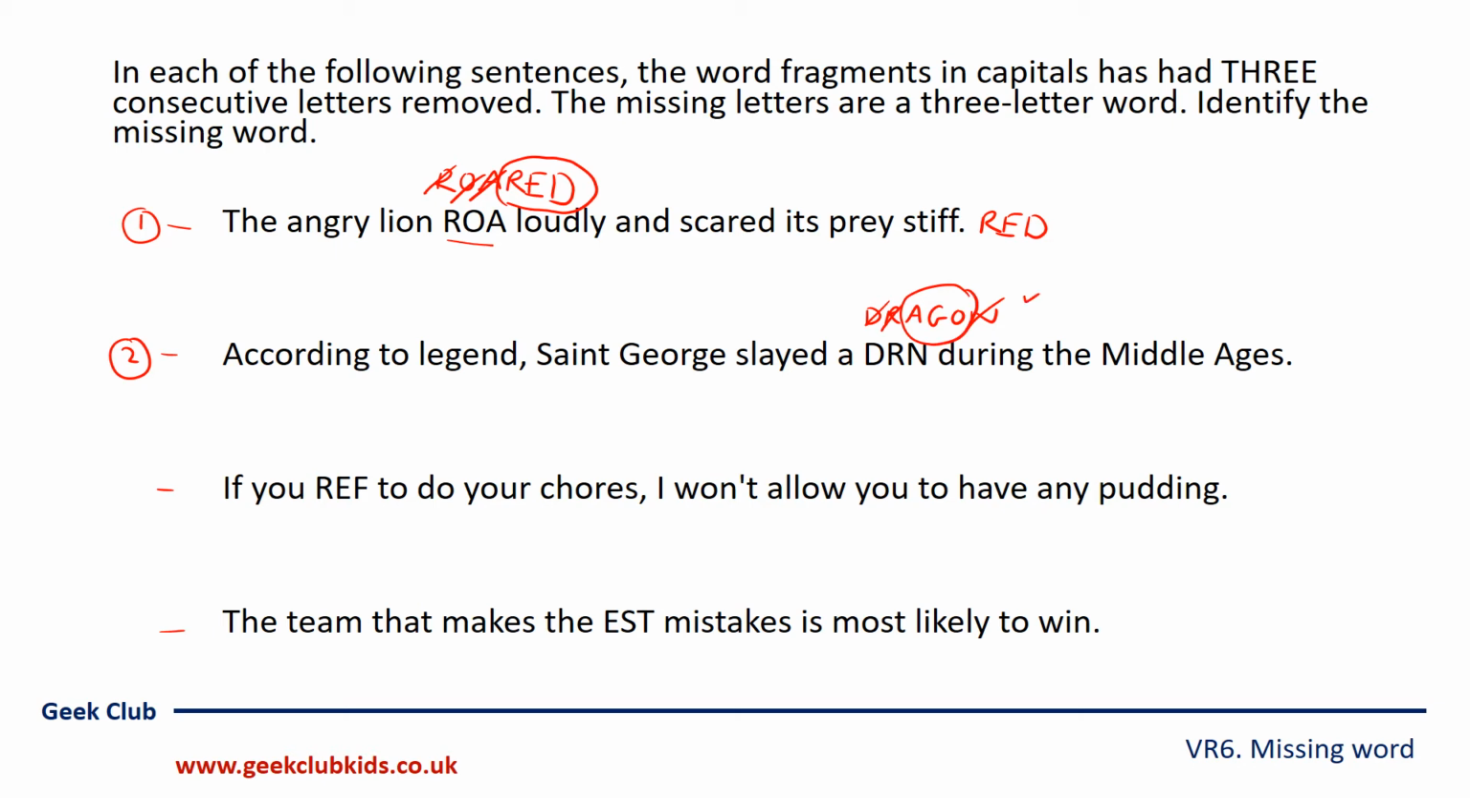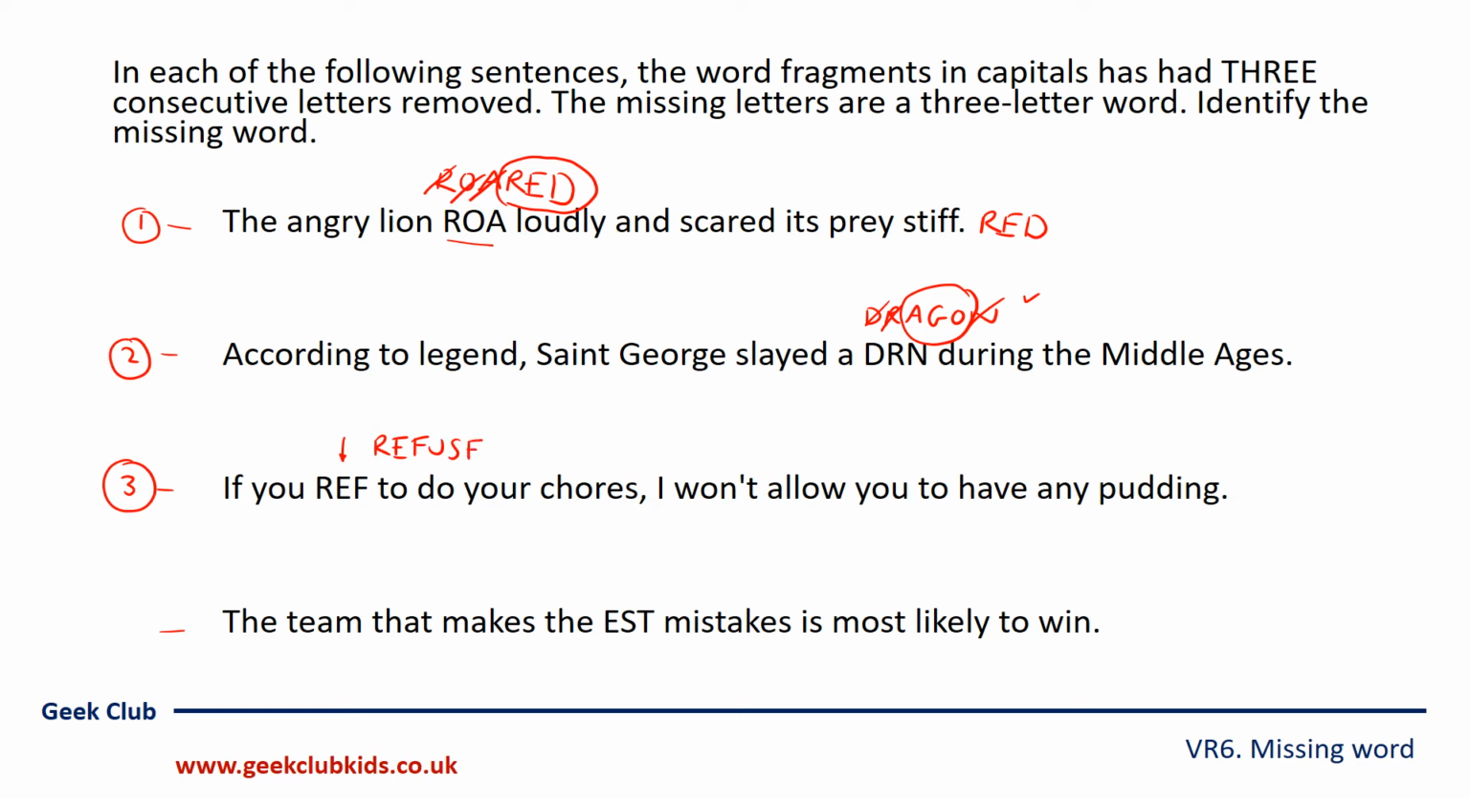Good. Question 3. If you something to do your chores, I won't allow you to have any pudding. If you what? So it must be something sort of bad here because you won't get any pudding if you do this to your chores. And this is a bit trickier one, but the answer here is refuse. If you refuse to do your chores, you won't have any pudding.